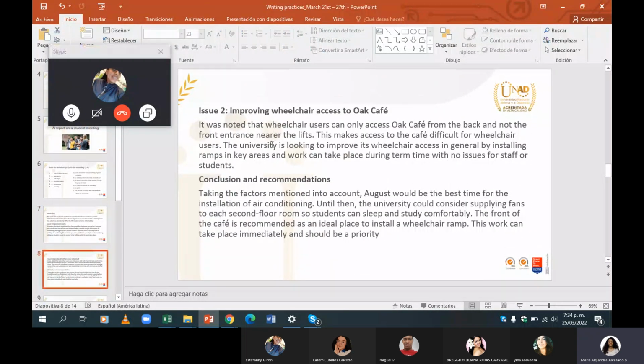Okay, let's move on to the next one. Issue 2. I volunteer for this reading part. Go ahead. Issue 2, improving wheelchair access to Oak Cafe. It was noted that wheelchair users can only access Oak Cafe from the back and not on the front entrance near the lifts. This makes access to the cafe difficult for wheelchair users. The university is looking to improve its wheelchair access in general by installing ramps in key areas, and work can take place during term time with no issues for staff or students.